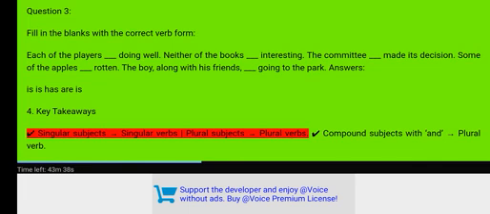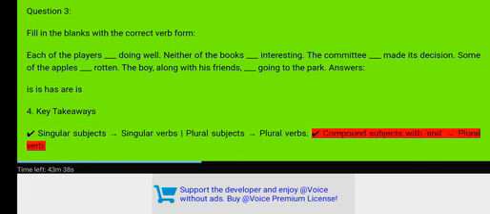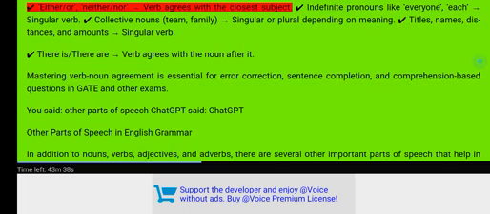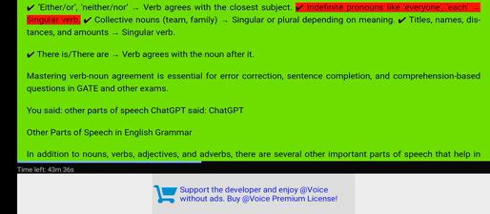Singular subjects take singular verbs; plural subjects take plural verbs. Compound subjects with "and" take a plural verb. With either-or and neither-nor, the verb agrees with the closest subject. Indefinite pronouns like everyone and each take a singular verb.